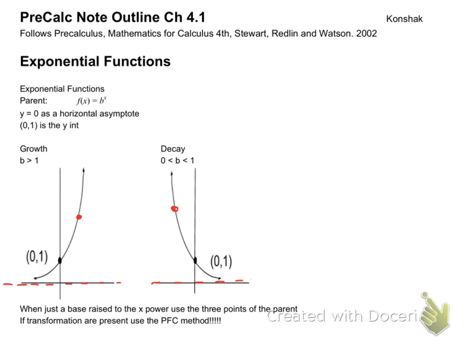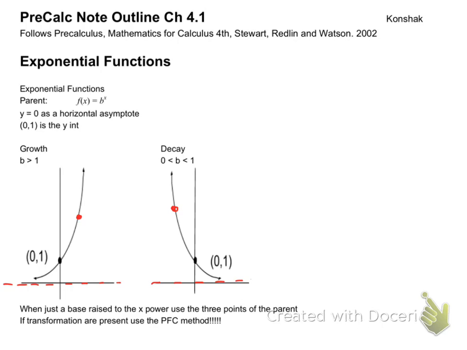Well, here's the thing. B to the x has everything that moves stripped away from it. So we're not moving it left, right, up, down, stretching, shrinking in any direction. Therefore, that's what we call a parent. And all these parents, guys, if you remember back to when we did this, y equals 0 is a horizontal asymptote. 0, 1 is the y-intercept. Why is 0, 1 the y-intercept? Because if I put 0 in for x, anything to the 0 power is 1. So therefore, that's why it works.